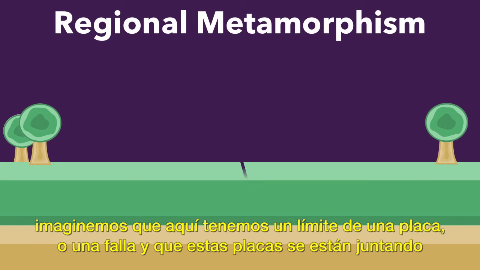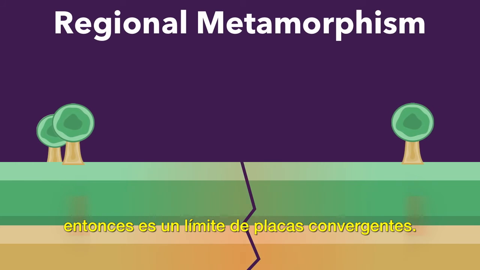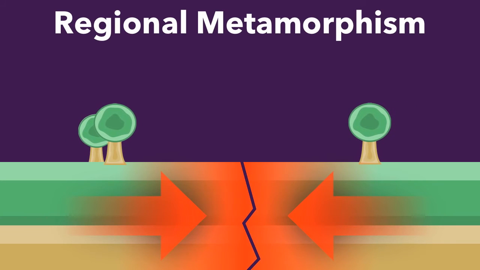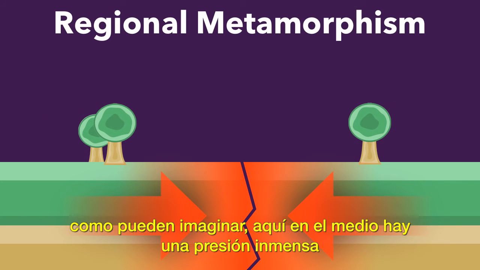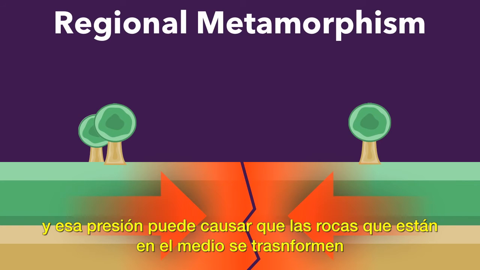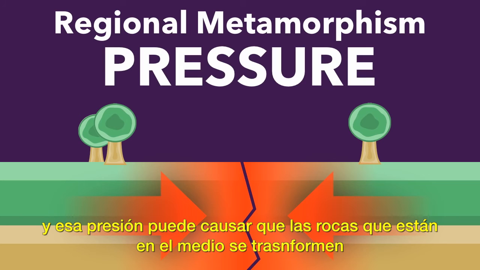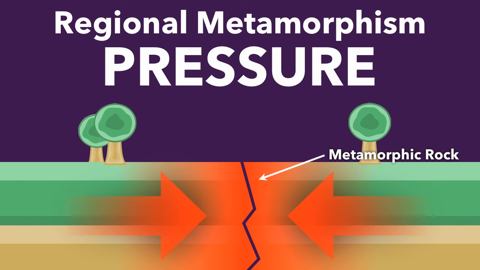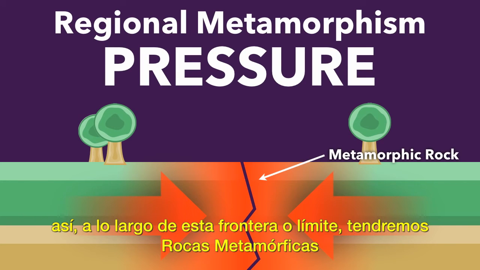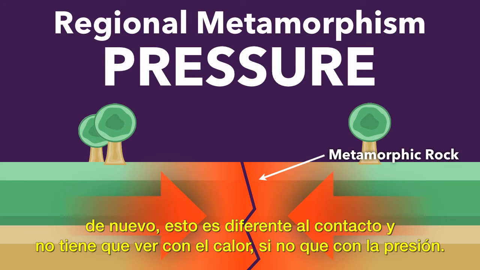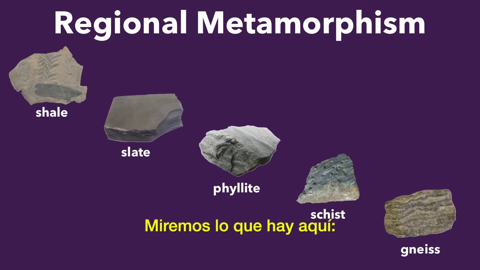So let's imagine that I have a plate boundary here, a fault, a crack, and that these two plates are coming together. So it's a convergent plate boundary. Well, as you can imagine, in the middle here, there's going to be immense pressure, and that pressure can cause the rocks trapped in the middle to become metamorphosized. So all along this boundary, you'll find metamorphic rocks. Again, this is different from contact in that it's not so much about the heat, it's more about the pressure. Let's take a look at what we see here.